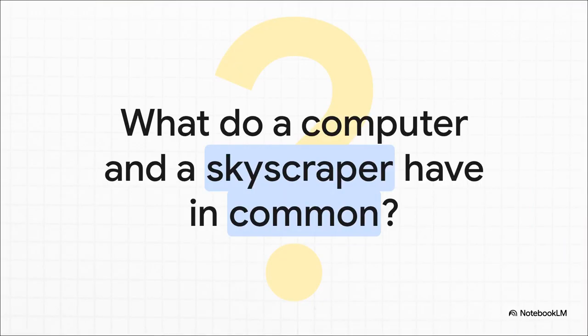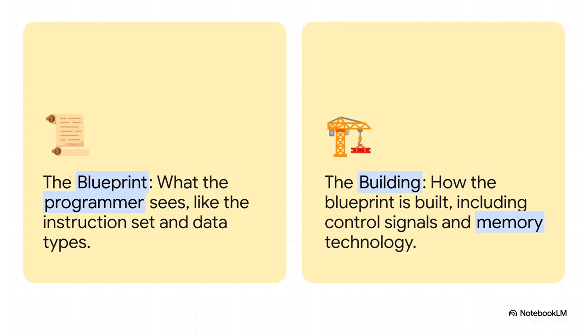Now, I know this sounds like the beginning of a really weird joke, but stick with me here, because it's actually the key to understanding, well, everything that follows. They both have to start with a plan, a blueprint, long before anyone lays a single brick, or in our case, solders a single circuit. And this is where that skyscraper analogy really clicks. It perfectly illustrates the first huge concept we need to grasp: the difference between computer architecture and computer organization.